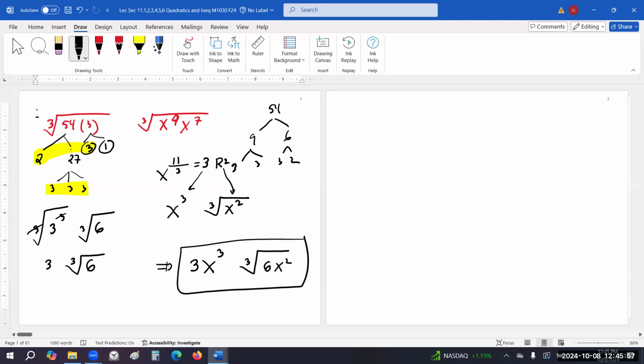This should have been easy for you guys. Even if you could not do anything with the numbers, at least you could simplify the variable. But many of you did not do that.